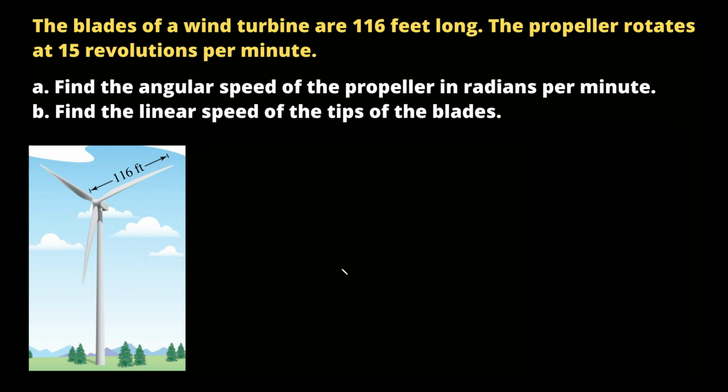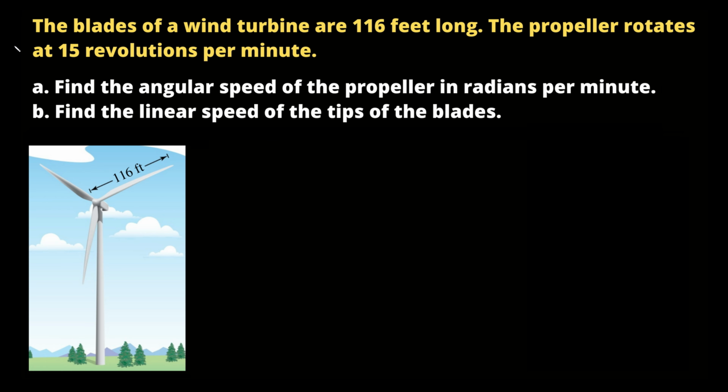So in this video, I'm going to teach you how to find the linear and angular speed of an object that's rotating in a circular motion, all right? As you can see, we have this pretty picture right here of a wind turbine, and it gives us the length of the blades, which is 116 feet.